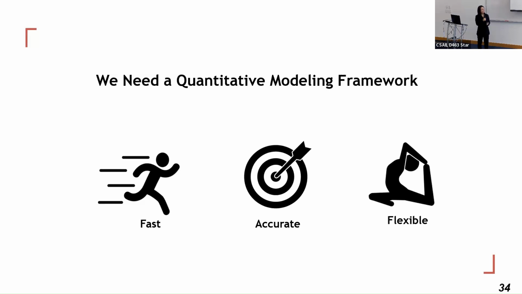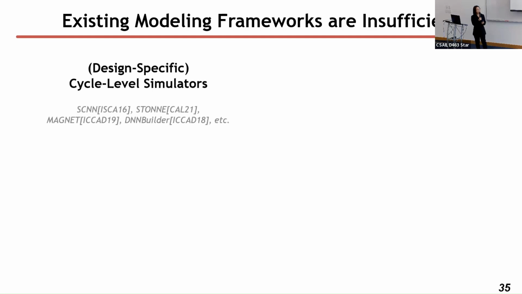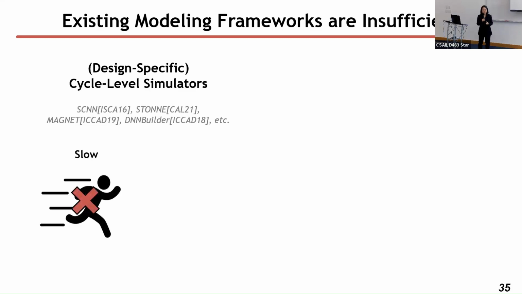So the question now is, do we have any existing work that meets all of the requirements? Unfortunately, we find existing modeling frameworks insufficient for our goals. The first class of existing works is called cycle-level simulators or design-specific simulators. They focus on modeling the details of the architecture. As a result, they are often slow because too much information needs to be captured, and they're often not parameterized enough to support the diverse designs in the design space, so not flexible enough.